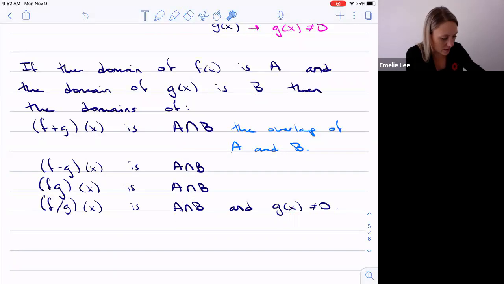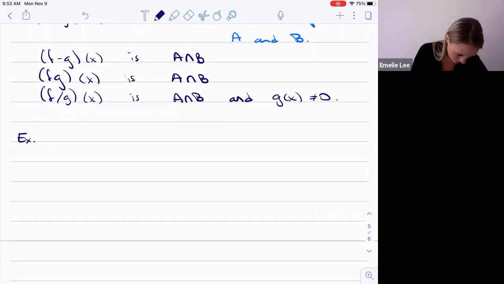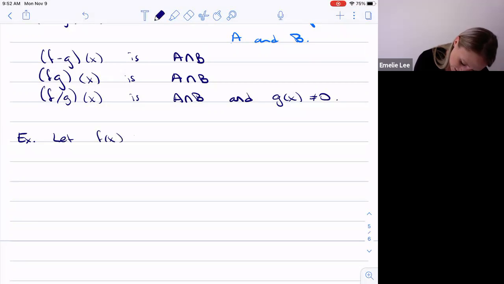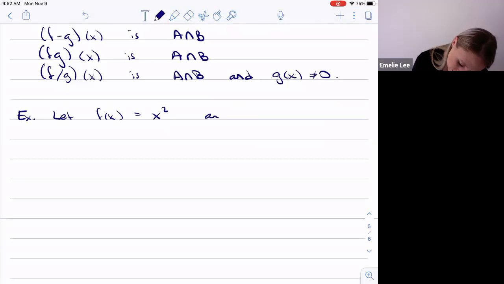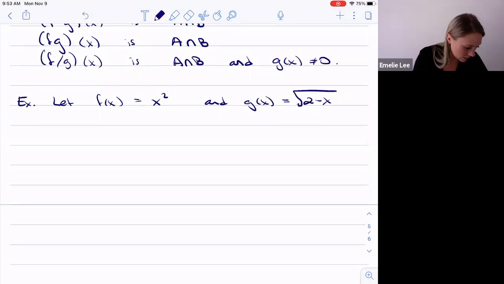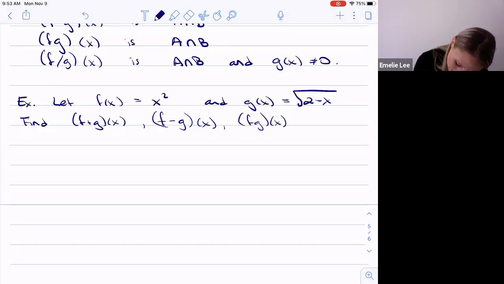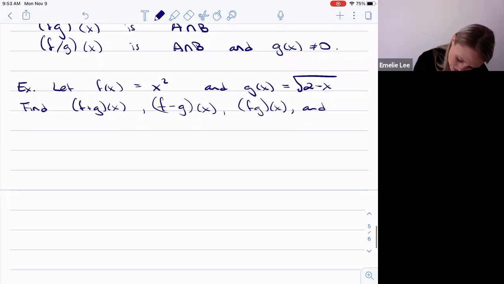So where are we here? For example, if we let f of x be x squared and g of x be the root of 2 minus x, find f plus g of x, f minus g of x, f g of x, and f divided by g of x with their domains.